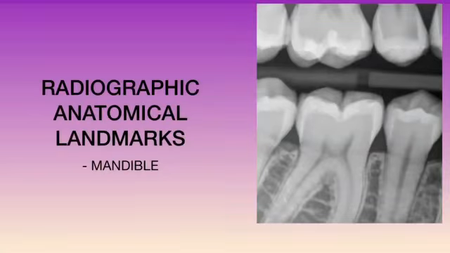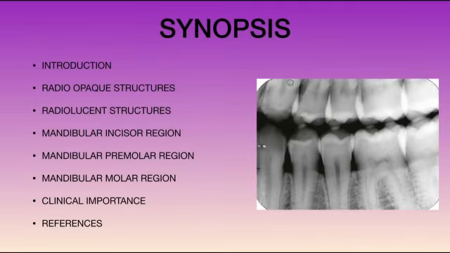Good morning to all. Today I am going to present on a topic called radiographic anatomical landmarks of the mandible. First, when we look at the synopsis of this presentation, we have introduction, radio-opaque structures, radiolucent structures, mandibular incisor region, mandibular premolar region, mandibular molar region, clinical importance and references.